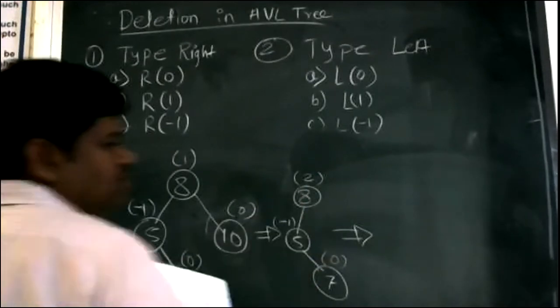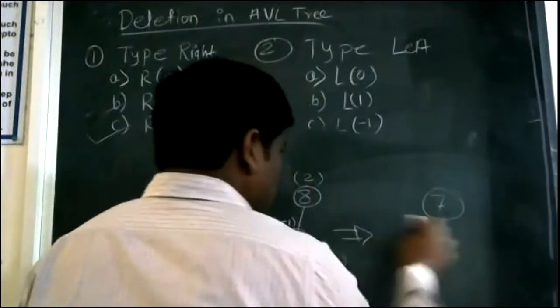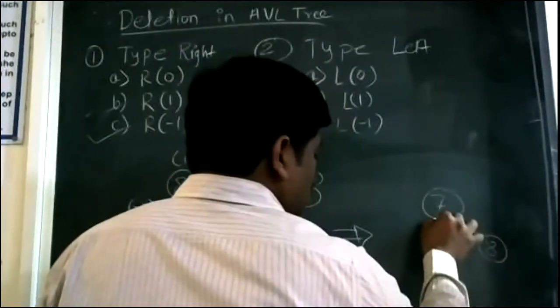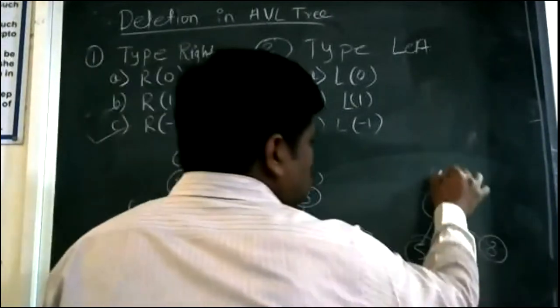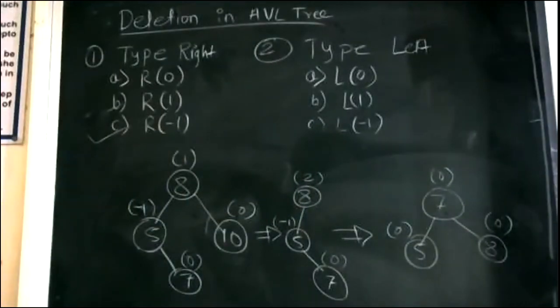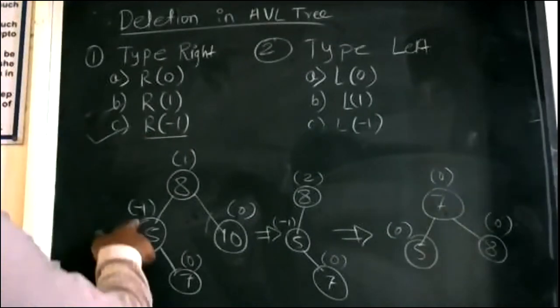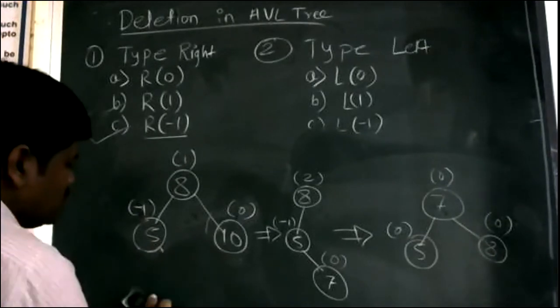So 7 will take the ownership of 8, directly I write the final. 7 will take ownership of 8, and after that 8 will be at right, and 5 will be at left. Now what is the balance factor of 7? 0, 0, 0. Right. This type belongs to R-1. Why -1? Because here -1 is there at this level.